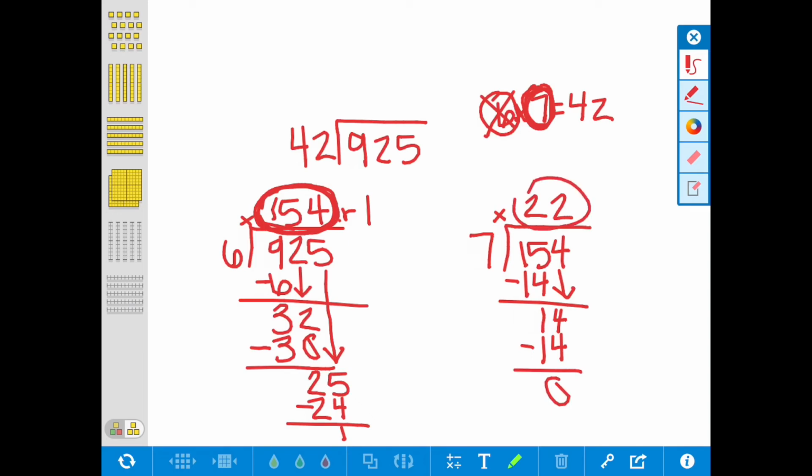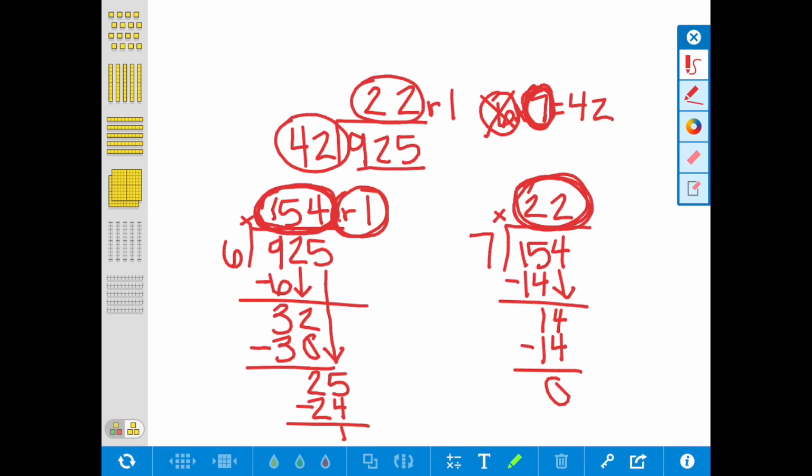Now, normally we would say that this is our answer. However, we have this little remainder hanging out here. So what do we do with that? Our answer is 22, and then our remainder is 1. We can check that. I'm going to do some multiplication down here. We check, remember, by multiplying our quotient by our divisor. If our answer to that multiplication problem is our dividend, then we got it correct.